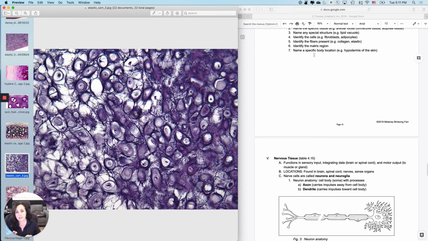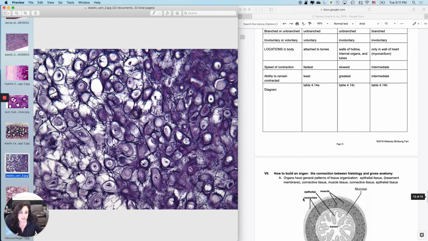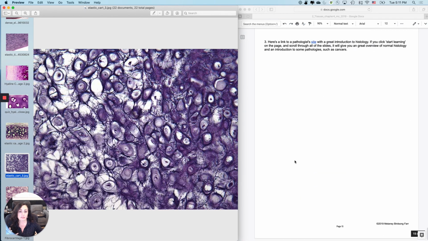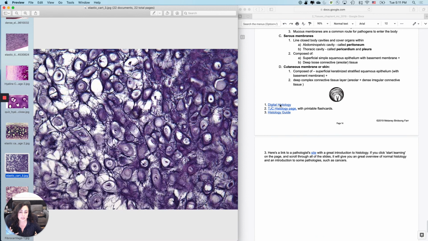And when you are studying histology, study as much variability, as many slides of a single tissue as you possibly can. And at the end of this set of notes right here, I've given you some good resources for studying digital histology, a histology page with printable flashcards, and then here's another one. This is the pathologist site. He's got a fantastic introduction to histology, and also some pointers as to why you would want to study, because it's got some of the pathology slides in there too.